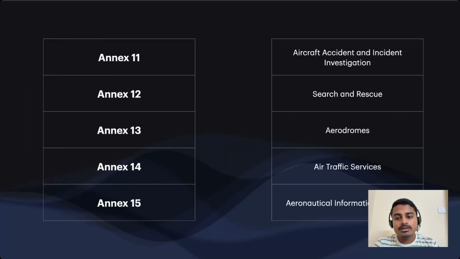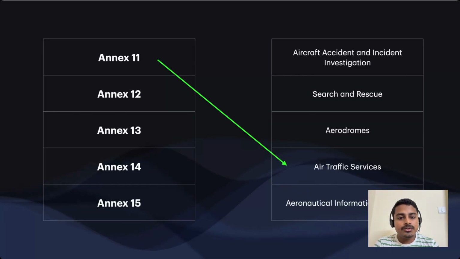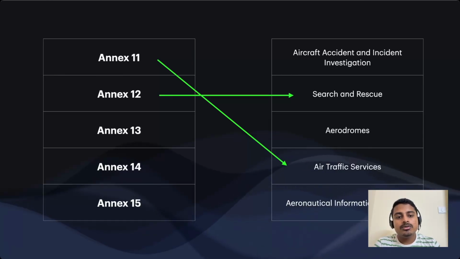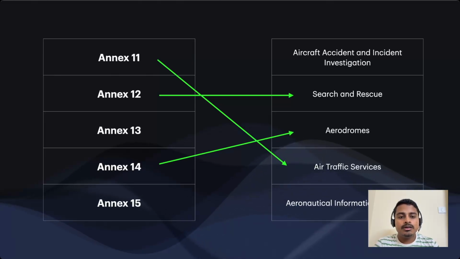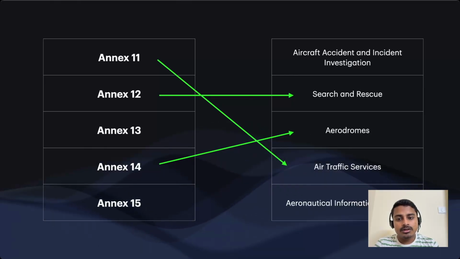Next we have Annexes 11 to 15, where Annex 11 stands for air traffic services. This particular annex talks about the air traffic services. Annex 12 talks about the search and rescue of an aircraft. Annex 14 talks about the aerodromes, what are the facilities that should be provided in the aerodromes, and all those details are present in Annex 14.